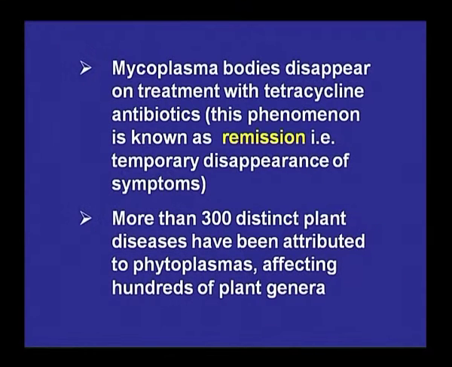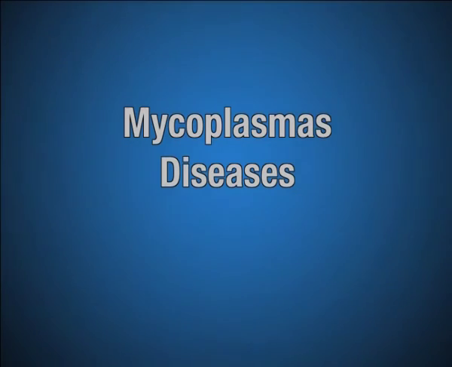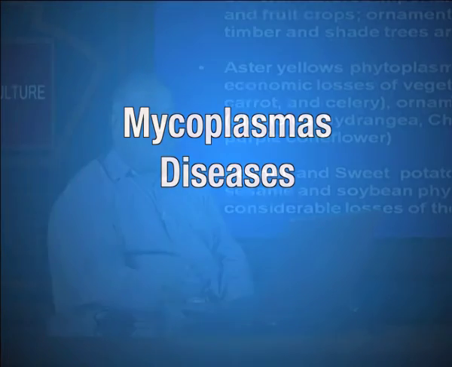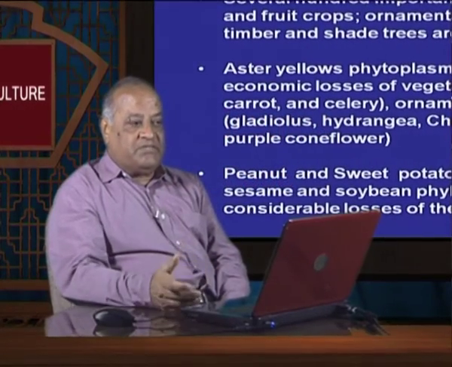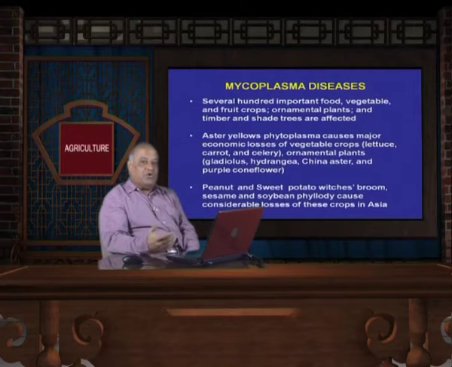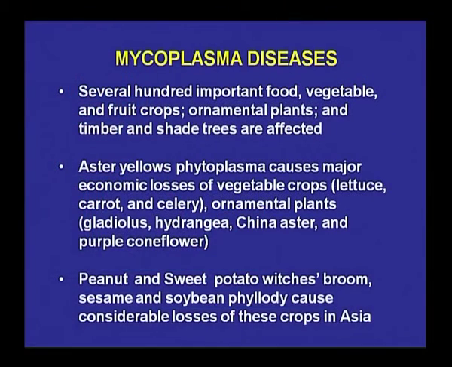More than 300 distinct plant diseases have been attributed to phytoplasmas, affecting hundreds of plant genera. Now, we come to the Mycoplasma diseases. Several hundred important food, vegetable, fruit crops, ornamental crops and timber and shade trees are affected by these organisms. Aster yellows phytoplasma causes major economic losses of vegetable crops like lettuce, carrot and celery.